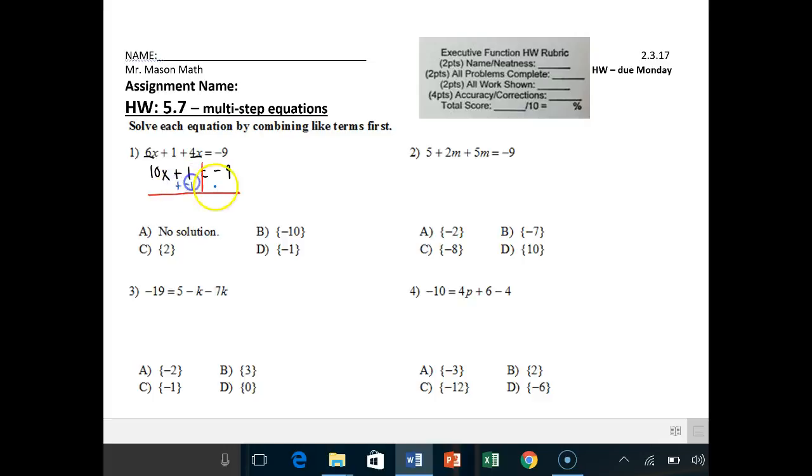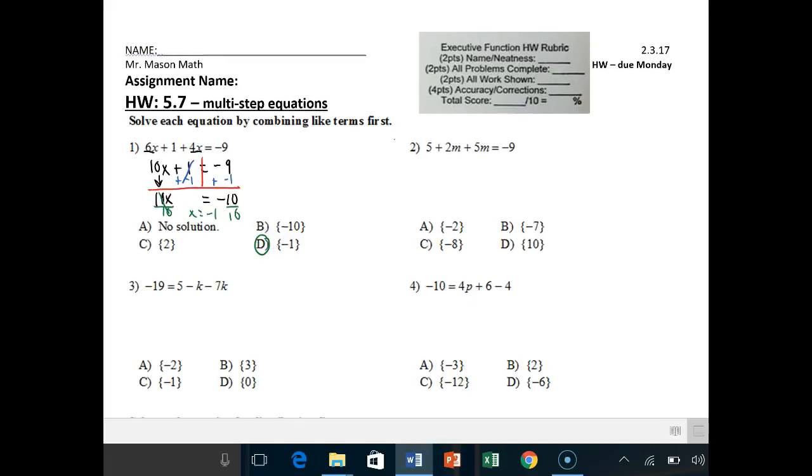Add -1 to both sides. This cancels out because it's 0. We get to drop down 10x equals -9 plus -1 is -10. Same signs, I'd keep. And then we finish it off by dividing both sides by 10. This cancels out because it's 1. So x is equal to -10 divided by 10, which is -1. I'd pause and try and do number 2 if I were you.